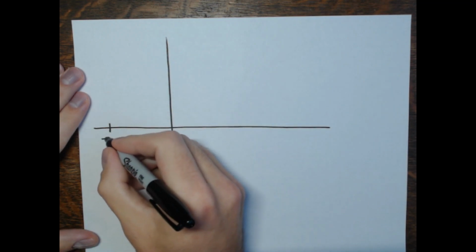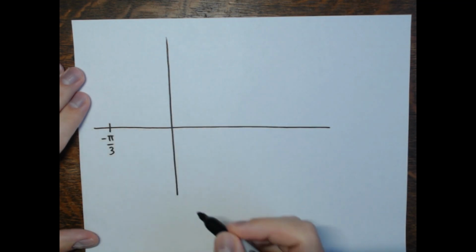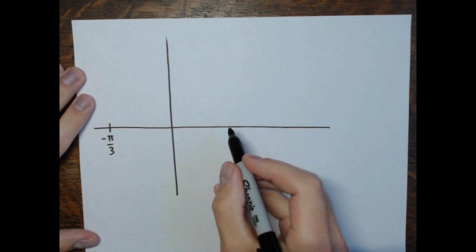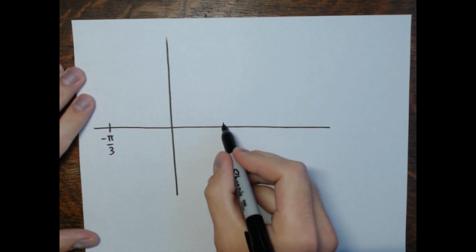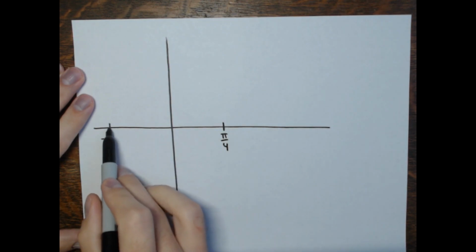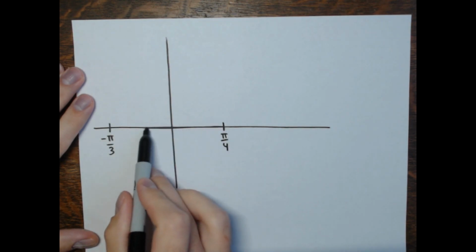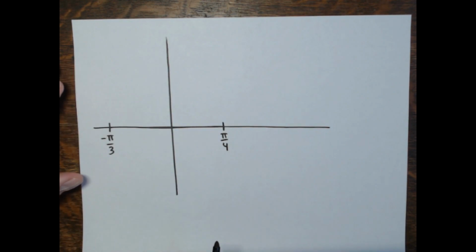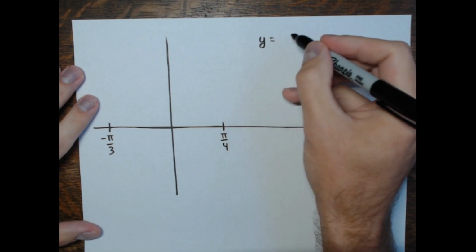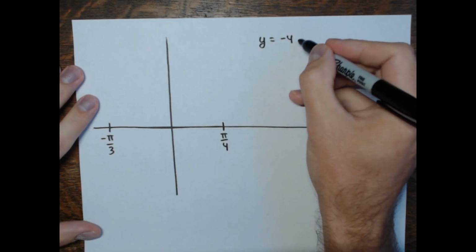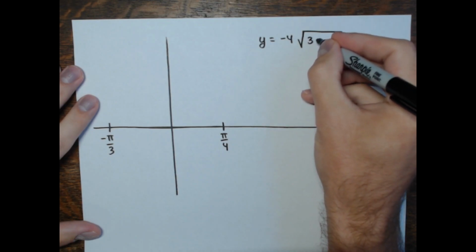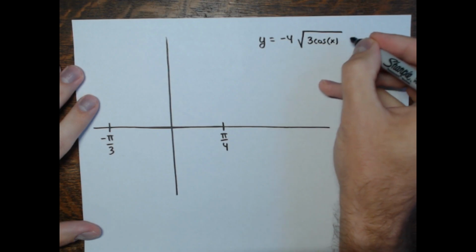So we're going from -pi/3 on the x, they said, right? x equals -pi/3 to x equals pi/4. Say that's over here. And the x-axis is part of this too, right? So nothing below the x-axis. And the curve was y equals, or f of x equals, -4 times the square root of 3 cosine x. Right.